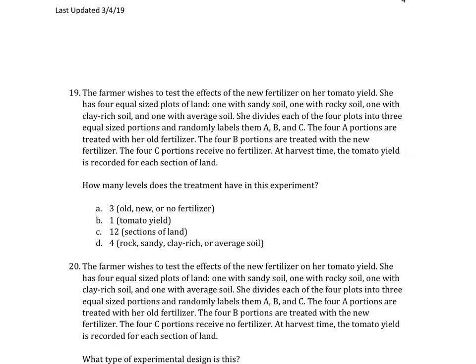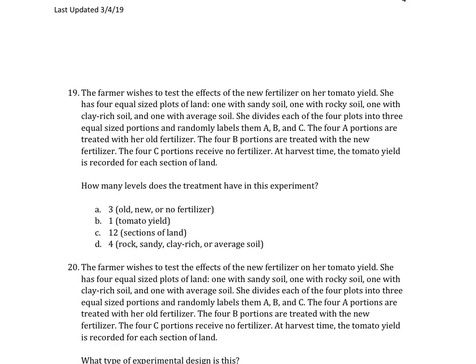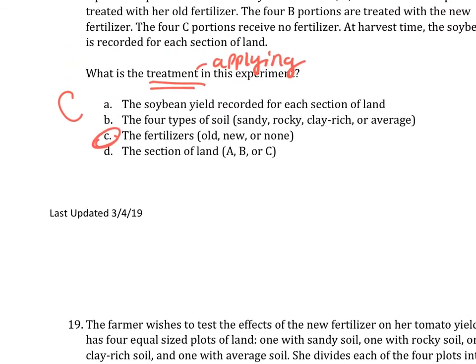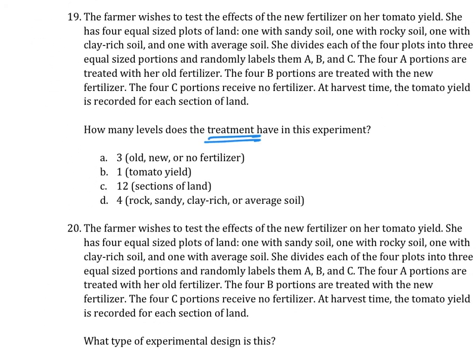19, still with our soil and our tomatoes. How many levels does the treatment have in this experiment? Again, we're just talking about the treatment, so what are you doing to your individuals or our tomato plants? And again, our treatments we set up here were the old, the new, or none. That's 3, so we have 3 different levels. So letter A.